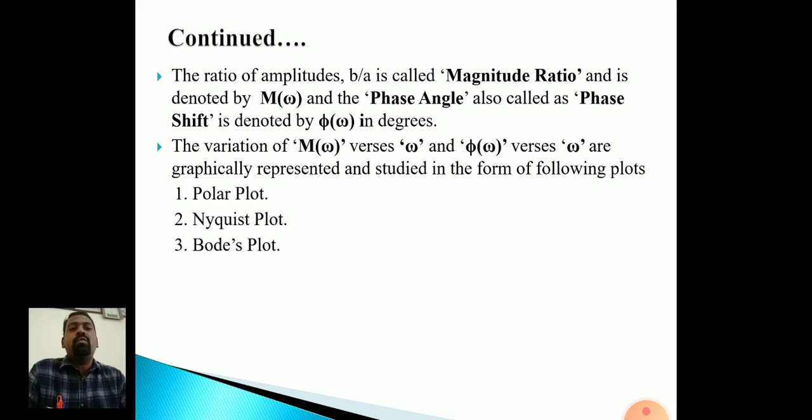So here the variation of magnitude ratio with respect to omega, that is angular velocity, and the phase angle with respect to omega, are studied graphically using three different plots: the polar plot, Nyquist plot and Bode plot. First we can concentrate on the polar plot, how to draw it, and what procedure steps are required to draw the polar plot.